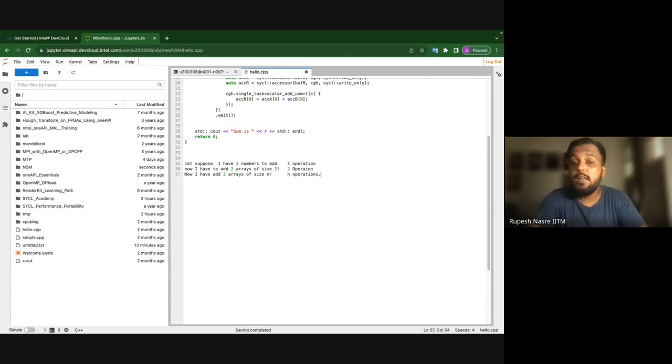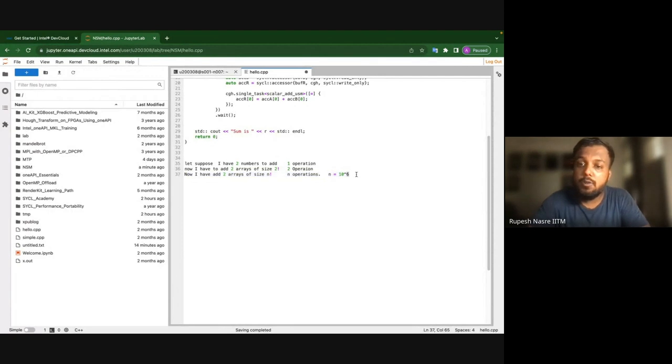Cool. Now this n can be in the range of 10 to the power 6 operations. So there will be a considerable difference between adding this or adding this. If we execute this on a CPU and note the time, there will be a huge time difference. 10 to the power 6 will take much more time than one operation or two operations, right?